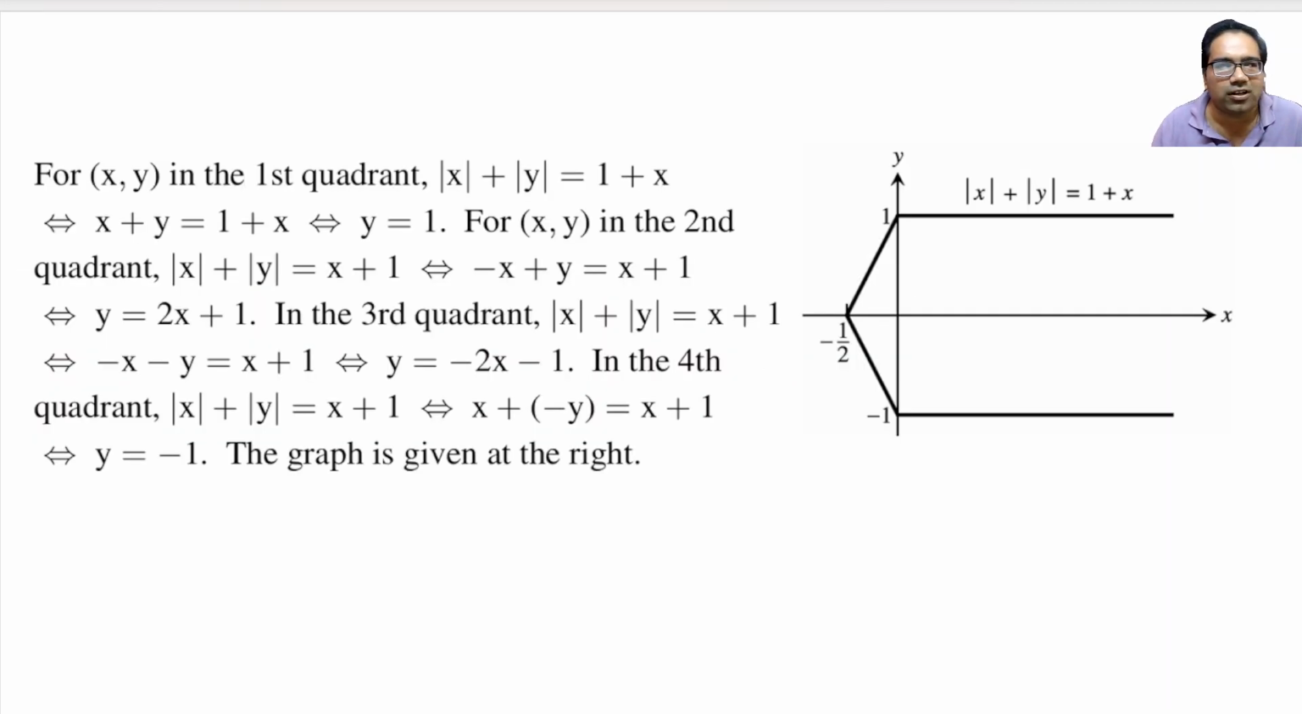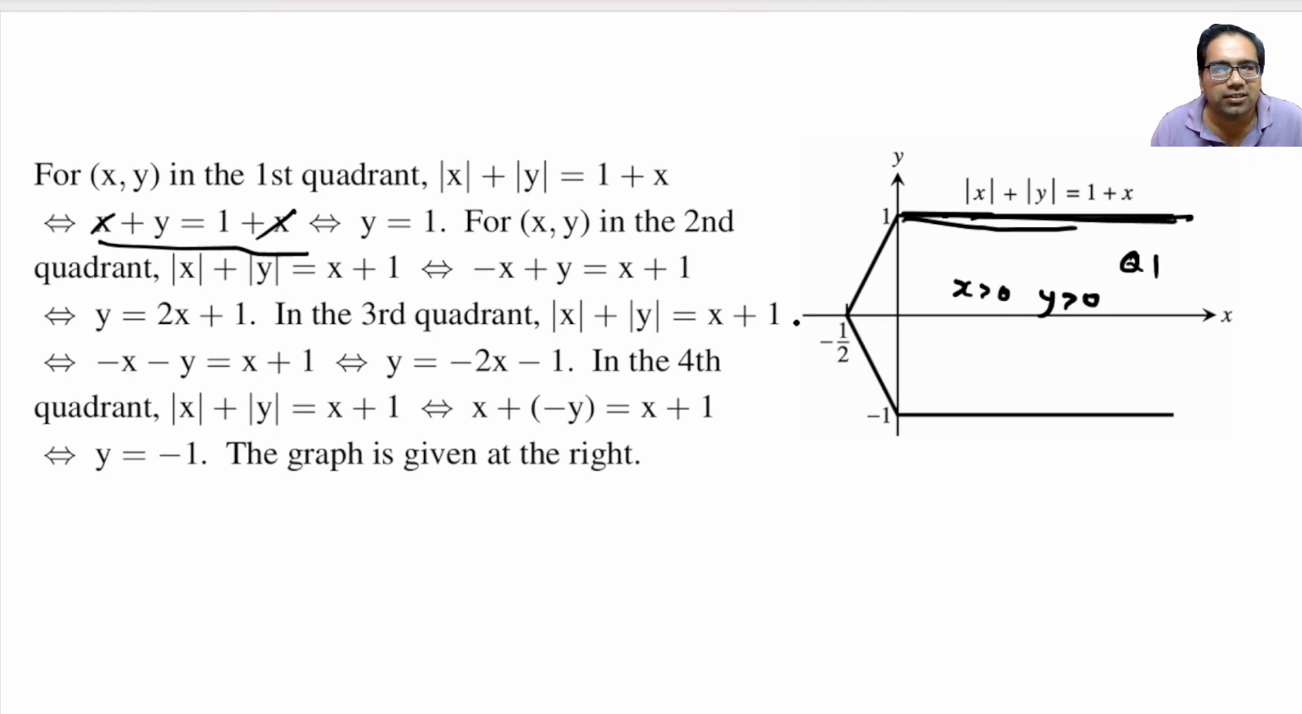For example, in quadrant 1, x is greater than 0, y is greater than 0. What will this equation become? This equation will become x plus y equals 1 plus x. What does that mean? This x and this x will cancel, y equals 1. That is this line. Y equals 1 is this line, when it is in Q1, both x greater than 0, y greater than 0.